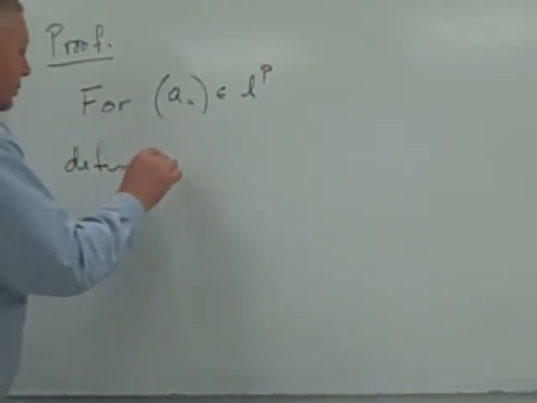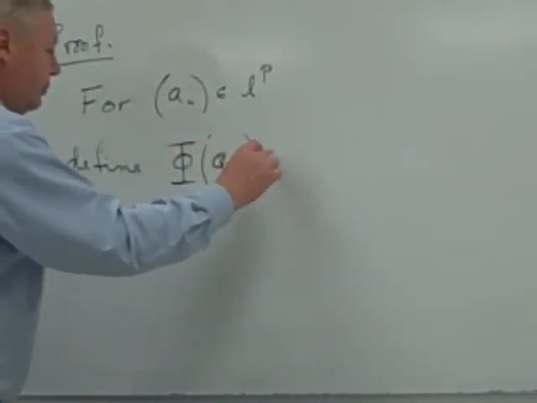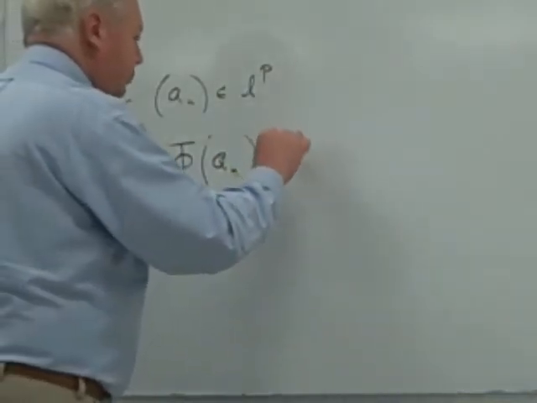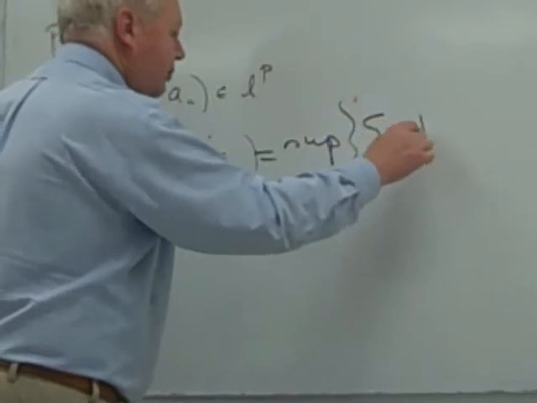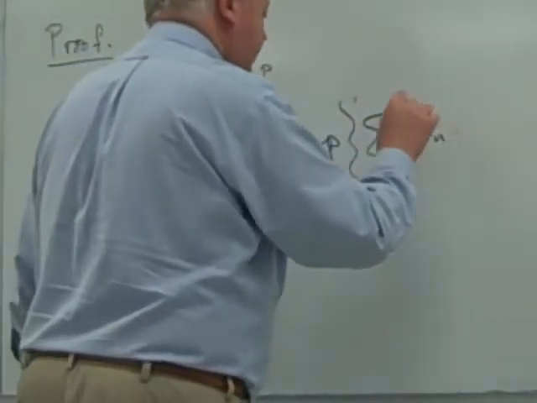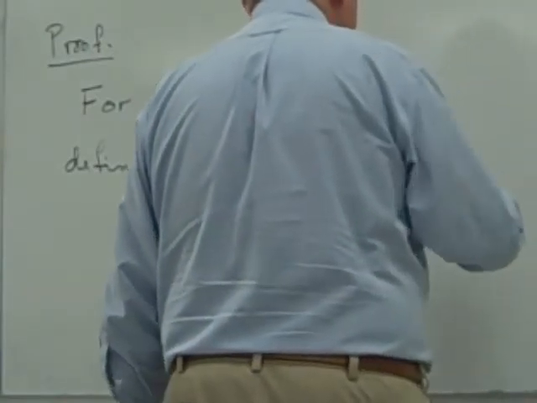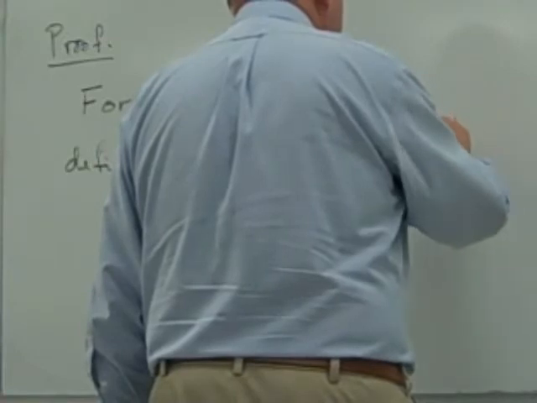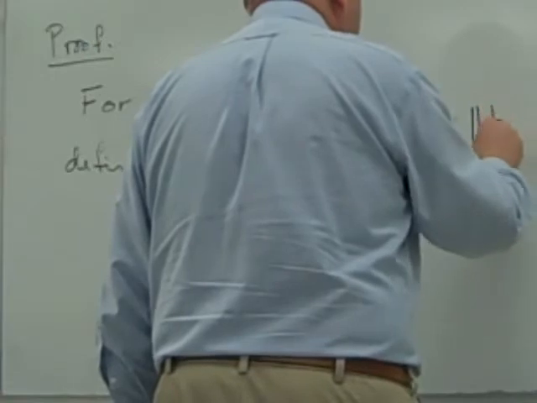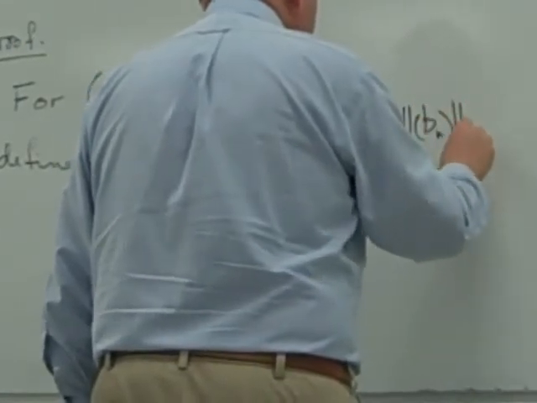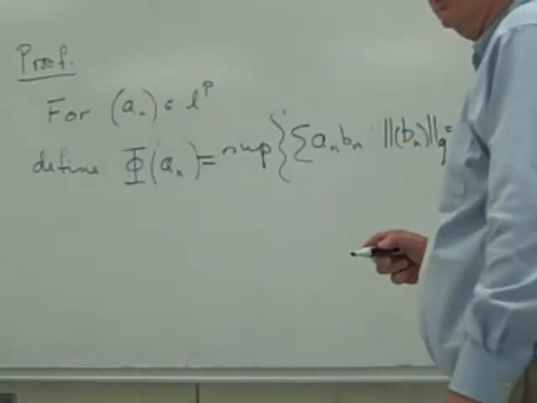Let us define capital Phi of the sequence a_n to be equal to the supremum of the sum of a_n b_n, where the supremum is taken over all sequences such that the q norm of the b_n's is equal to 1.